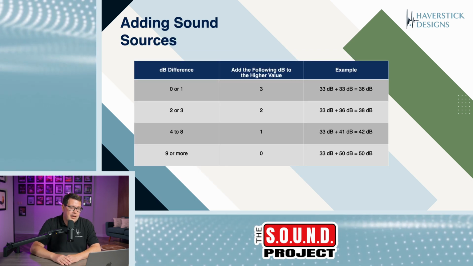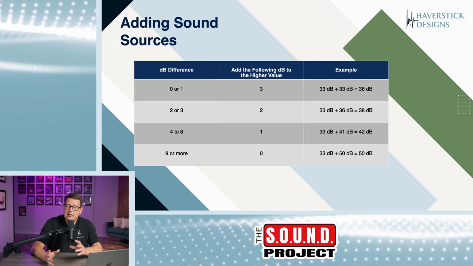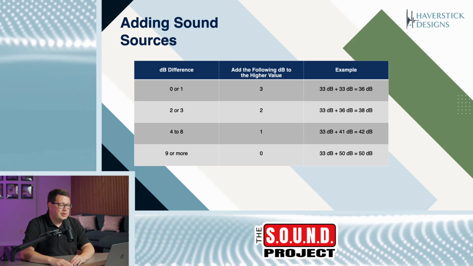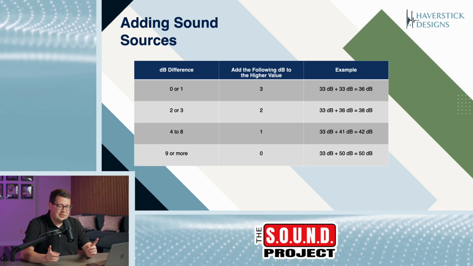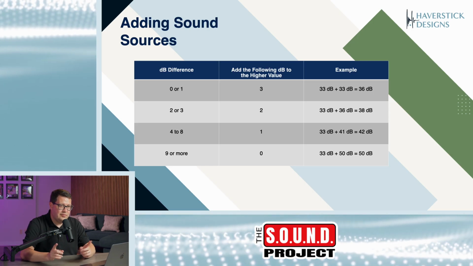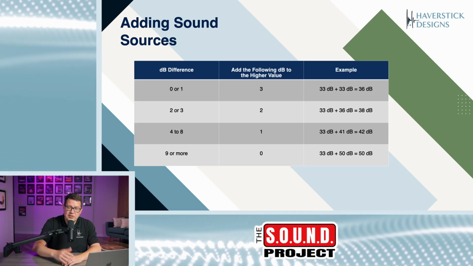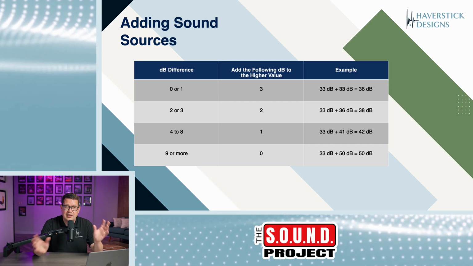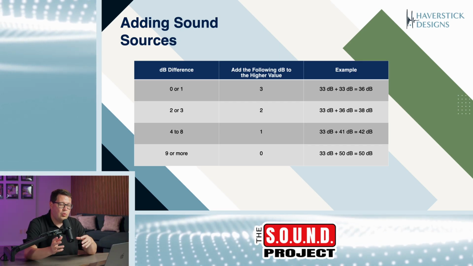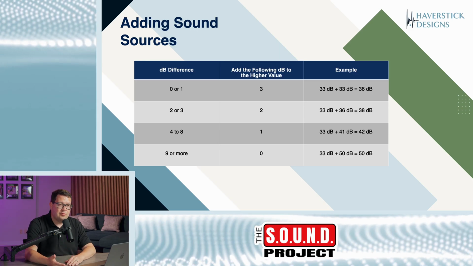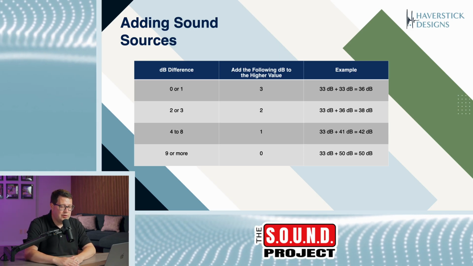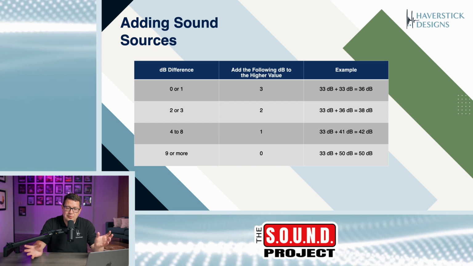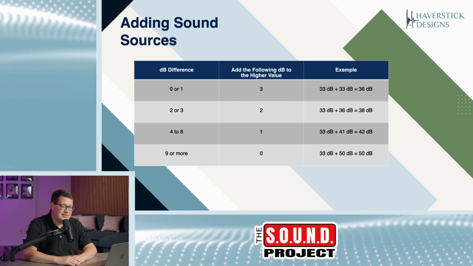When you're adding sound sources, because obviously a lot of times you have 2 separate speakers or line arrays or different things like that, if you're adding 2 different sound systems and they each have a different decibel rating, this is an equation to show you how that can be done. If you have a dB difference between 2 sound sources of 0 or 1, you just add 3 decibels to the highest value. So for example, if one source is at 33 decibels and the next one's at 33 decibels, the end result would be 36 decibels.